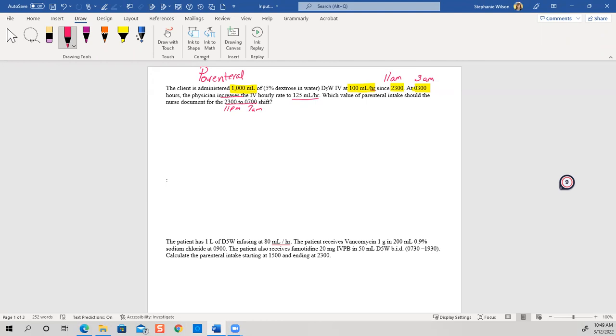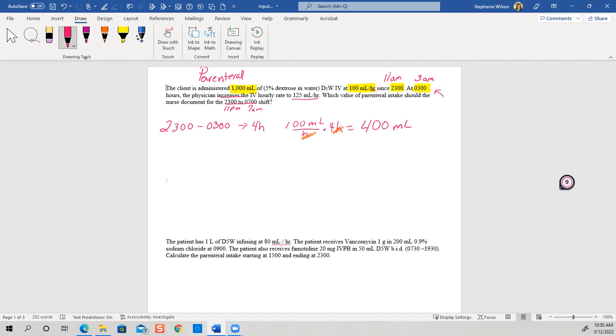So what I need to do is take the 2300 to 0300 and recognize how many hours that is. That's 12, 1, 2, 3, so that's 4 hours. They had a flow rate of 100 milliliters per hour. If I'm going to document what happened during those hours, I multiply by 4, and my hours are reduced. So 100 times 4 is 400 milliliters. In 4 hours of the shift, they've received 400 milliliters.